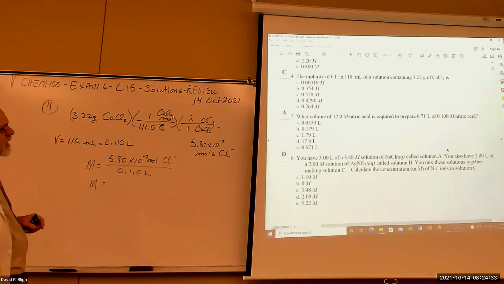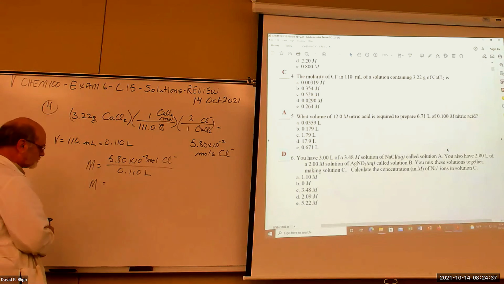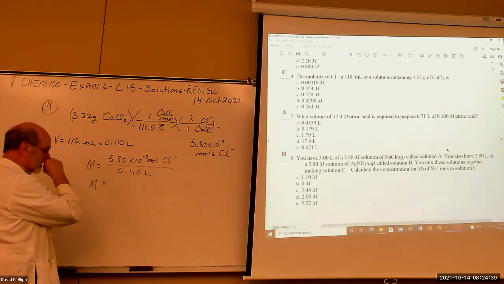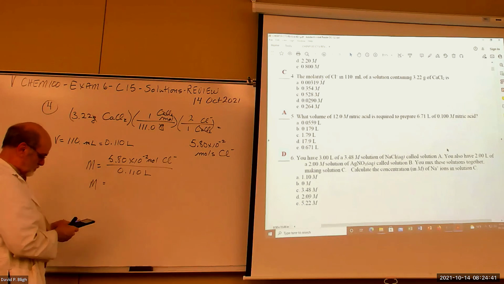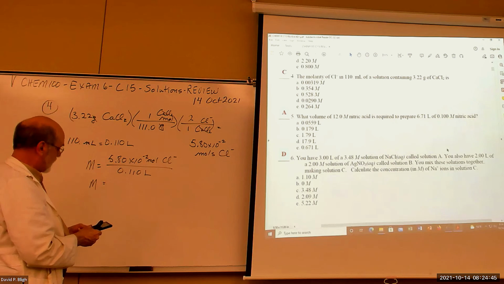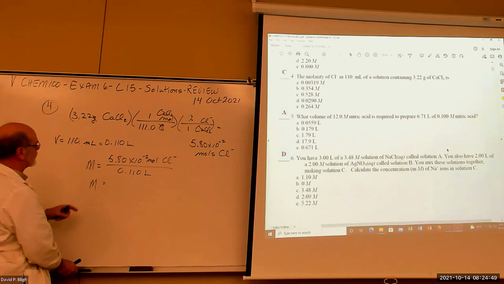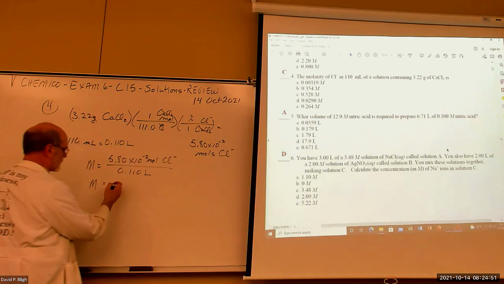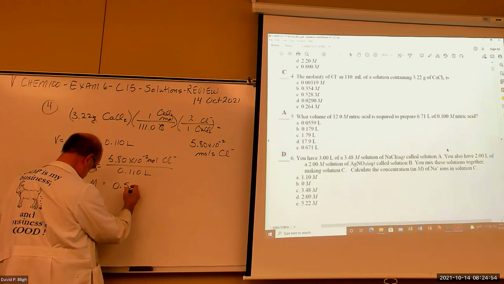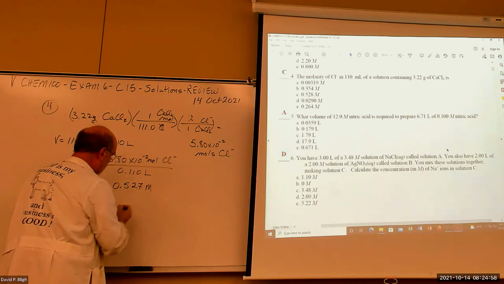Now let's see, was that the question? Yes, the molarity of. Okay, so let's divide 0.11 into that number. And I get 0.527, 3 significant figures. 0.527 molar.